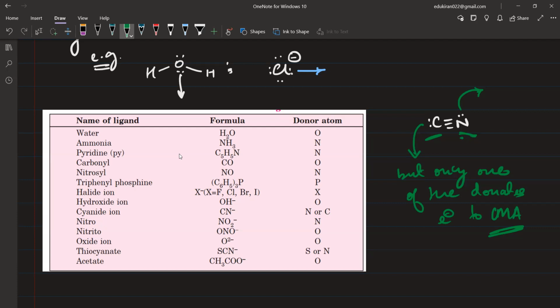Similarly, here is the case for thiocyanate. Sulfur and nitrogen both can donate, but only one of them is going to donate. Don't get confused in cyanide and thiocyanate. In these cases also, only one atom is going to donate the electron pair to the central metal atom.